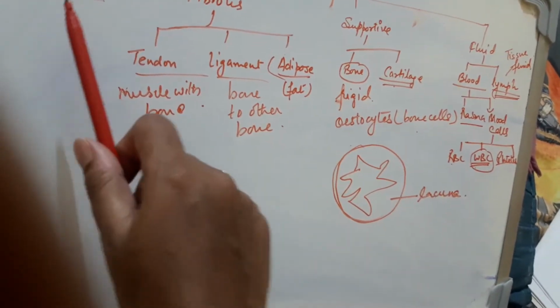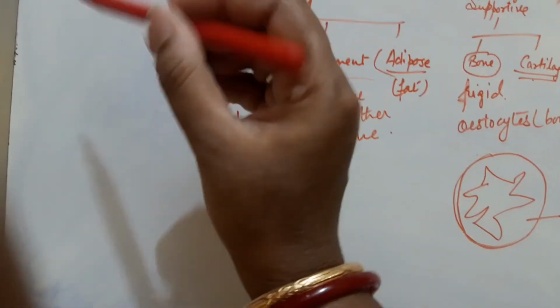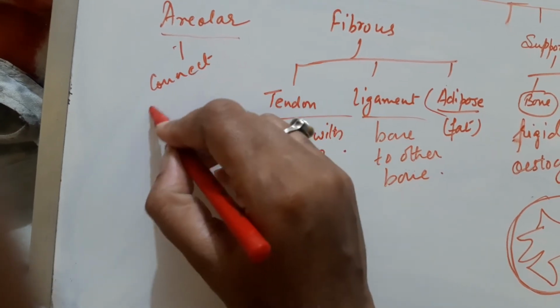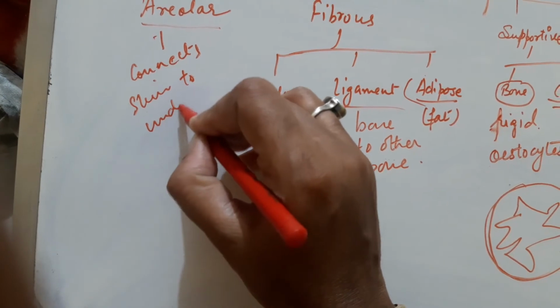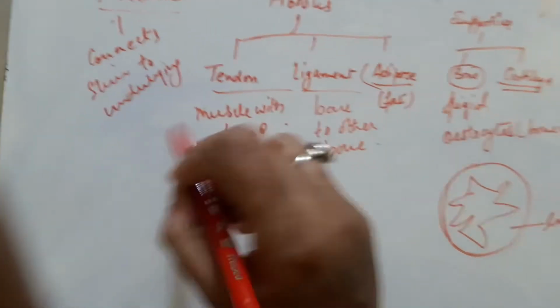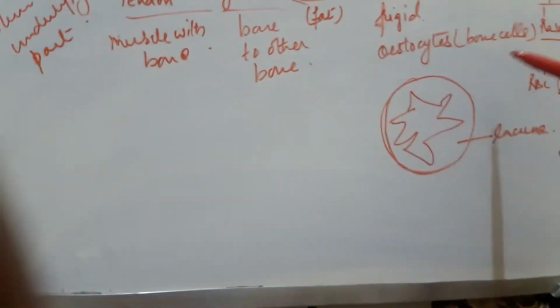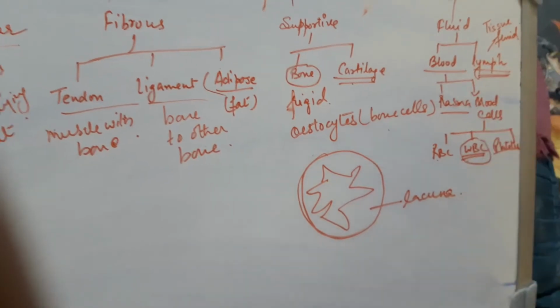What all have we studied? We have studied the connective tissue, which has areolar, fibrous, supportive and fluid. Areolar simply connects our skin to the underlying parts. Then we have fibrous, which has tendon, ligament and adipose, that is the fat tissue. In supportive, we have bone and cartilage. And in fluid, we have blood and lymph.